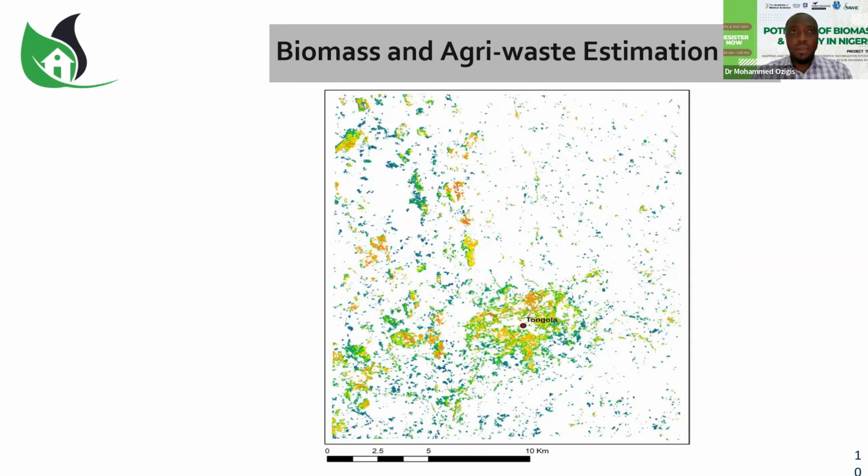So this is what our biomass map looks like. Areas with the deep green color are areas with high biomass, and areas with orange color are areas with very little biomass, which is also a function of the crop types in that particular area.